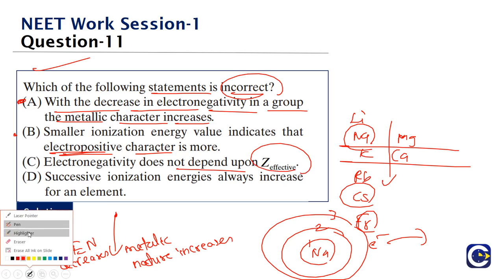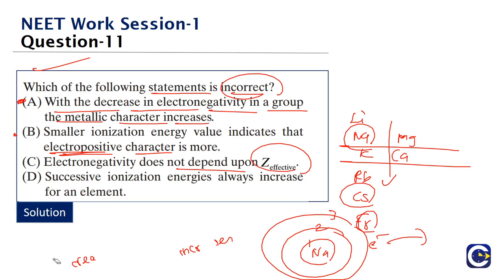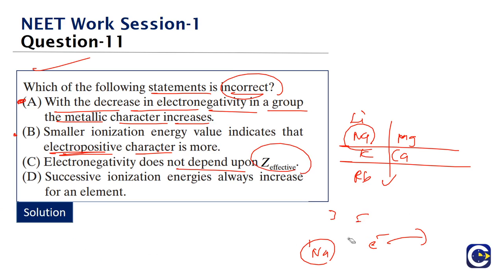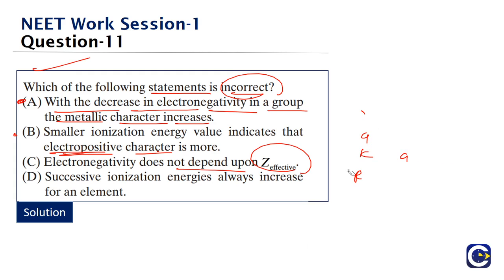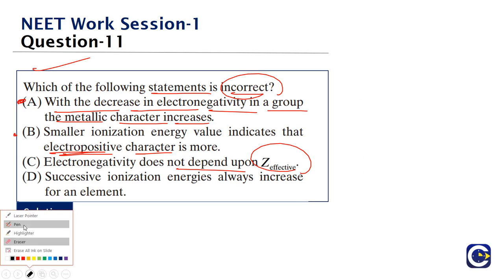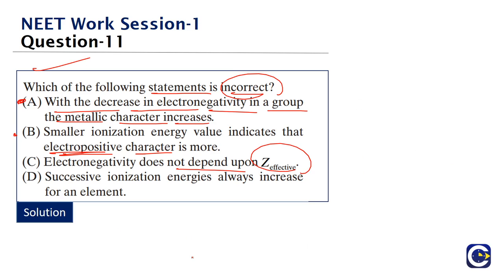Okay, what is option C? Electronegativity does not depend upon the Z effective. If we would have seen the factors on which electronegativity depends, we will be able to conclude this. But anyway, look at it. Okay, so what is this Z effective representing?